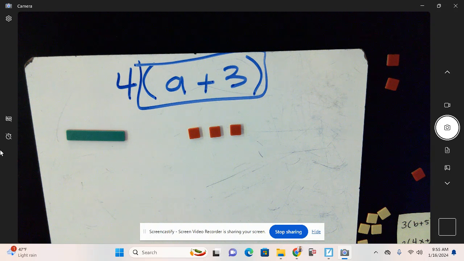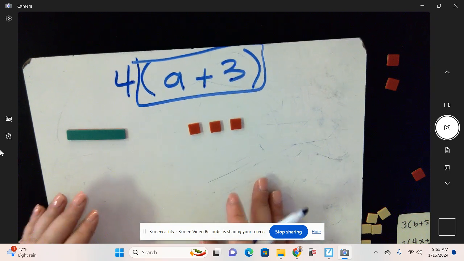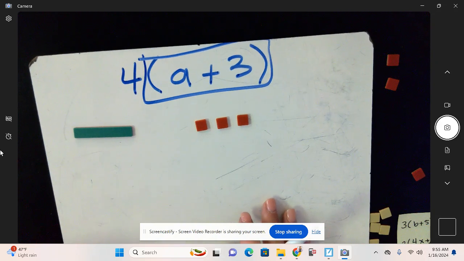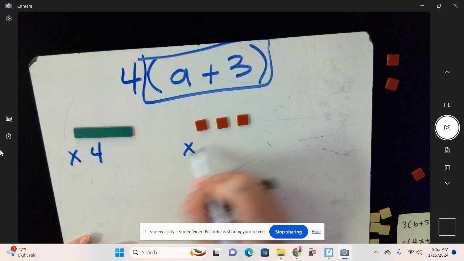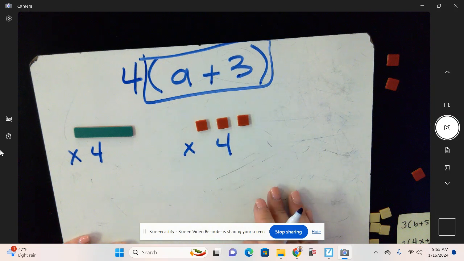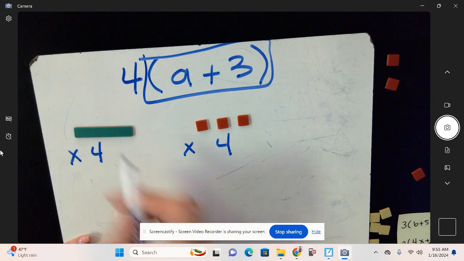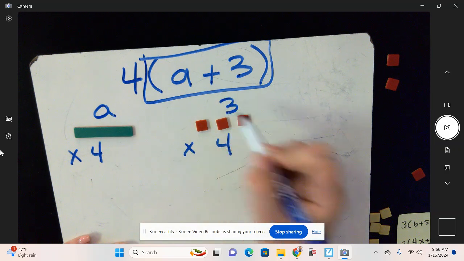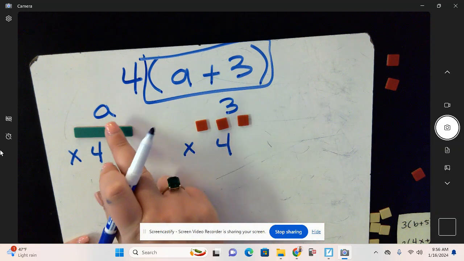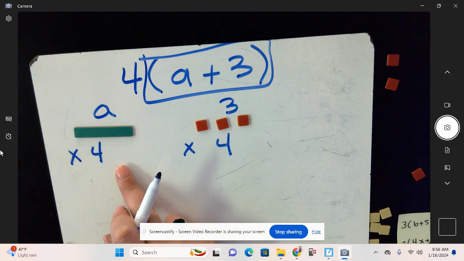How many times am I going to do this? 4 times. Instead of having to keep building it over and over 4 times, you can, if you want, put times 4 and times 4 here. Okay? So this represents A, and this represents 3, right? So A 4 times is going to be what?